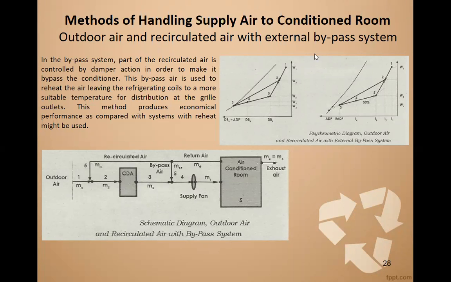Okay, now outdoor air and the recirculated air with external bypass system. External bypass, ito. Tingnan nyo yung figure, yung psychrometric chart. Ito yung schematic diagram ng equipment. Outdoor air and the recirculated air with bypass system. So, sabihin, M sub O, P sub O, nag-bypass sa coil.